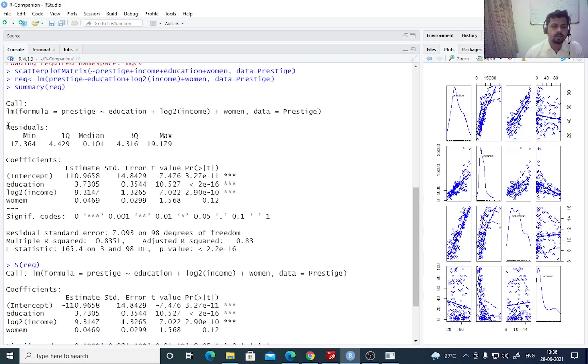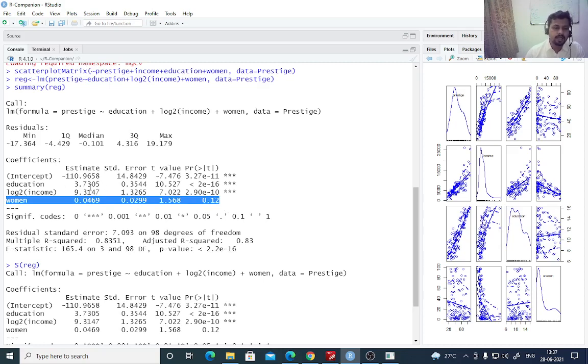This is the various statistics for the residuals from this regression model. These are the coefficients. You can easily see that in this case the education variable has a coefficient of 3.7305, log to income has 9.3147, women has 0.0469, and you can see that the p-value associated with the t statistic of women is very large, indicating that this particular variable is insignificant for your regression.